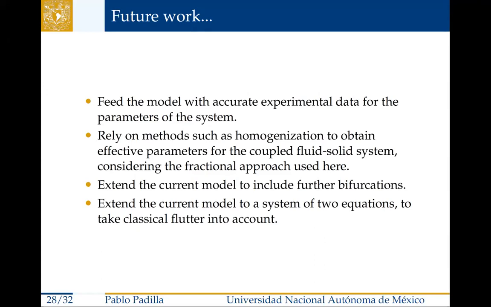Rely on methods such as homogenization to obtain effective parameters for the coupled fluid-solid system, which brings out another question I didn't mention already when I said that bifurcation theory or control theory in the fractional setting might be an interesting point. Here, homogenization problems or some sort of effective medium approach in some fractional systems might be interesting to consider.